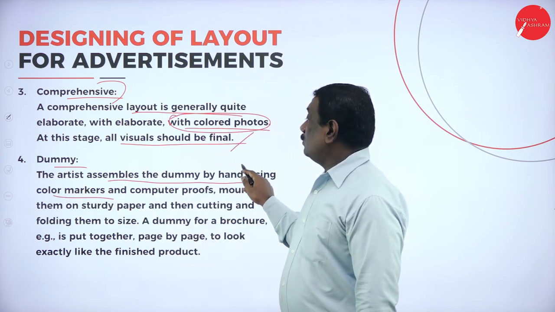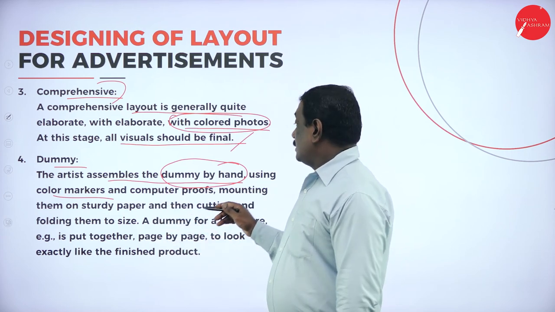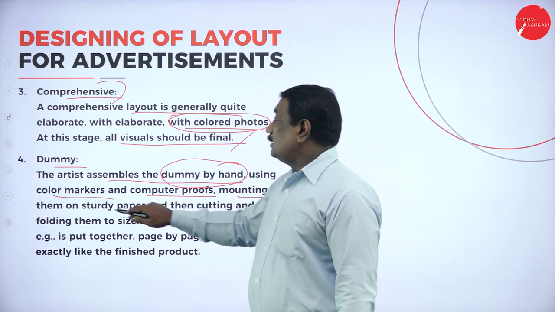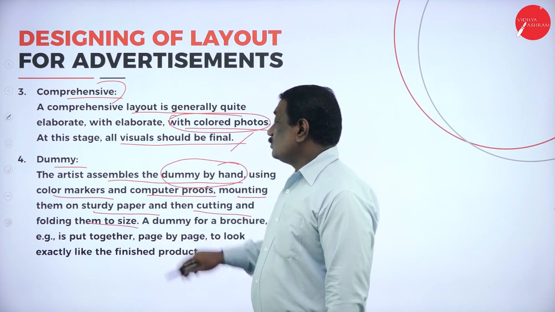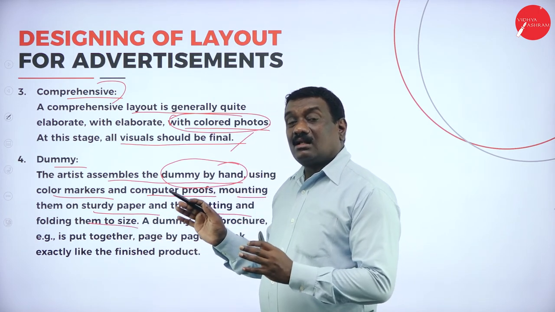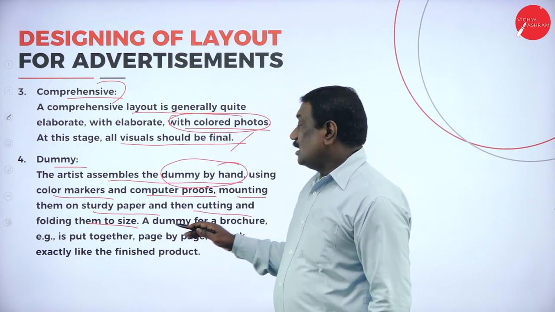Now how are they going to assemble this dummy? They will assemble the dummy by hand, using color markers and computer proofs, mounting them on a sturdy paper, then cutting and folding them to size. This is nothing but the actual work of the designer, how he does it in each and every step of that particular advertisement.